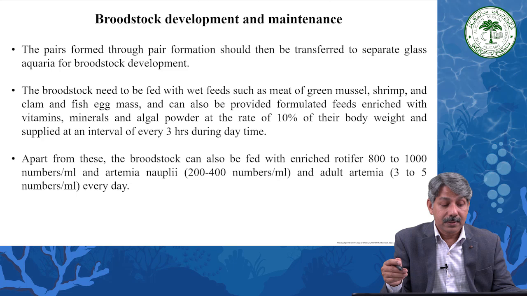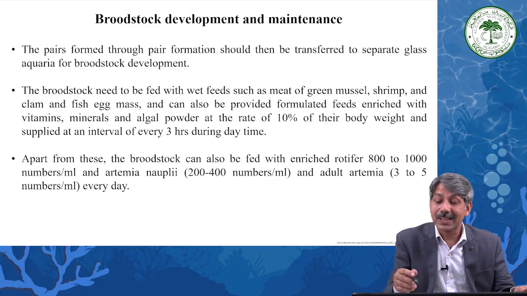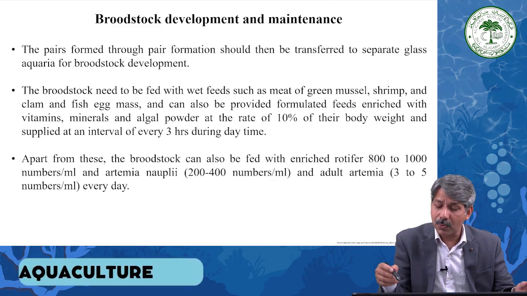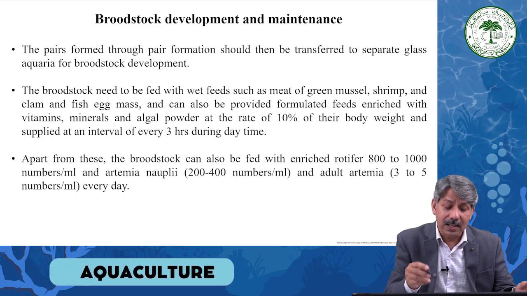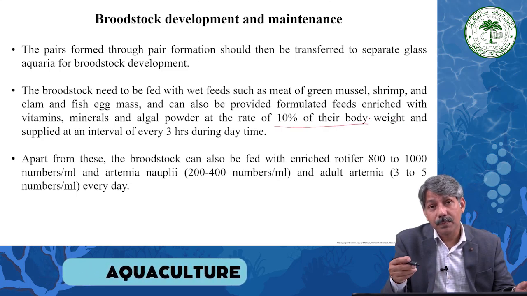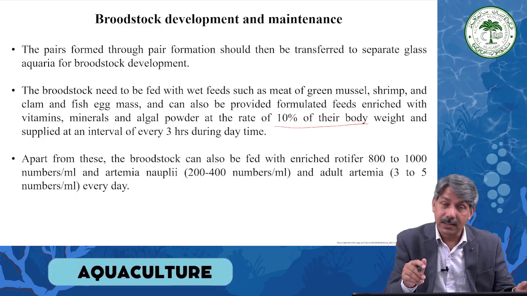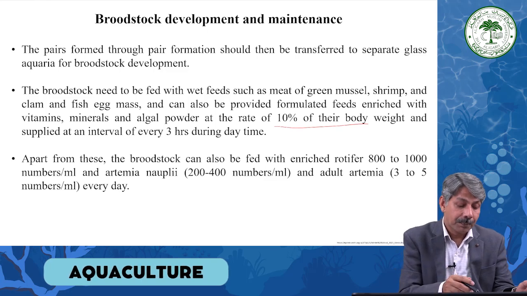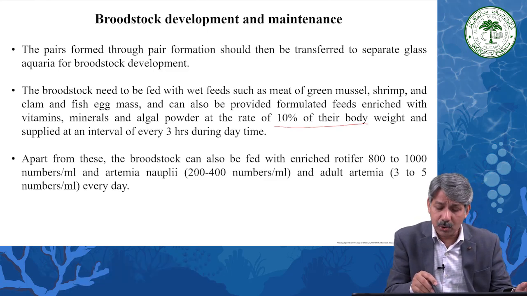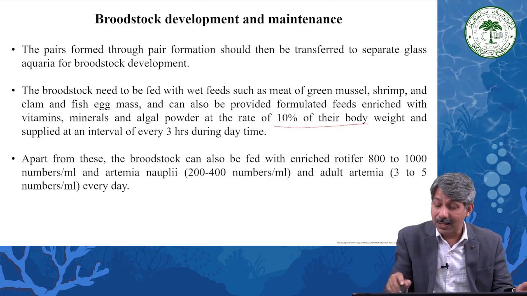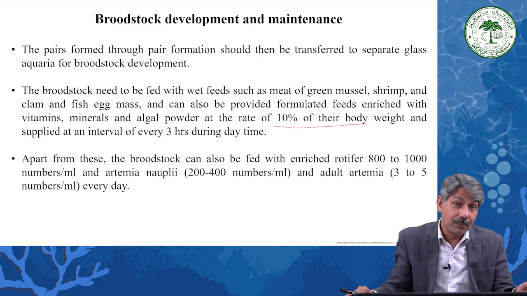Broodstock development and maintenance. The pairs formed through pair formation should then be transferred to separate glass aquaria for broodstock development. The broodstock need to be fed with wet feeds such as meat of green mussel, shrimp and clam that we have talked about earlier, fish egg mass, and can also be provided formulated feeds enriched with vitamins, minerals and algal powder at the rate of 10% of their body weight. Whenever you are providing any food from outside, you will have to take care that it is nutritionally balanced according to the nutrient requirement of that fish species. Apart from these, the broodstock can also be fed with enriched rotifer 800 to 1000 numbers per ml, Artemia nauplii 200 to 400 numbers per ml and adult Artemia 3 to 5 numbers per ml every day.